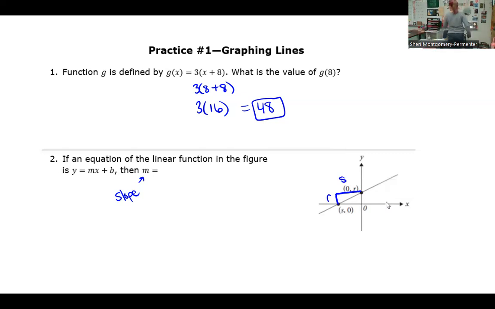I hear your papers. So when we write our slope, what is it for this problem? It's rise over run, so r over s.